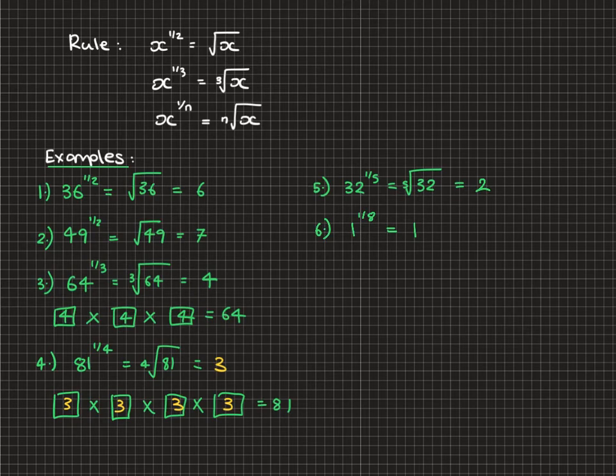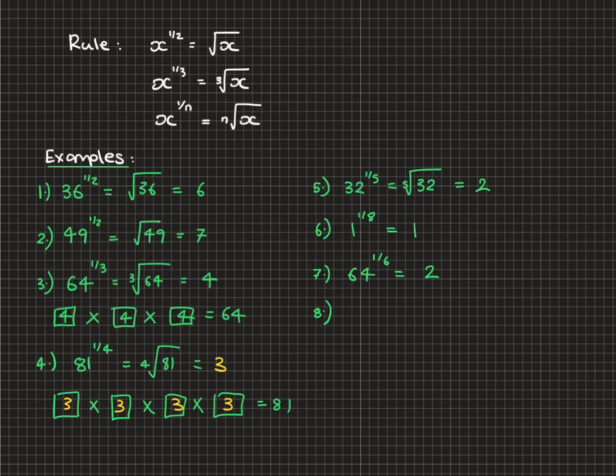Now, number 7, 64 to the power of 1/6. The 6th root of 64. Can you work it out? Which number multiplied by itself 6 times gives you 64? The answer is 2.